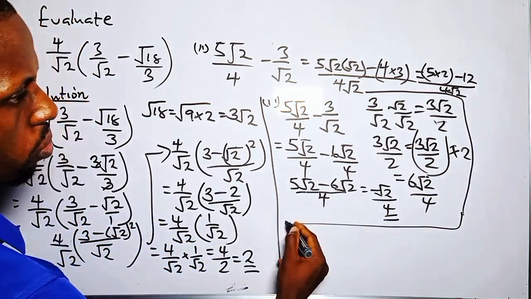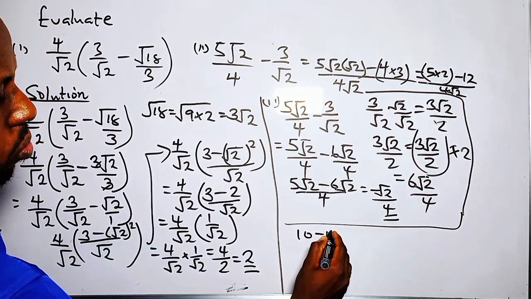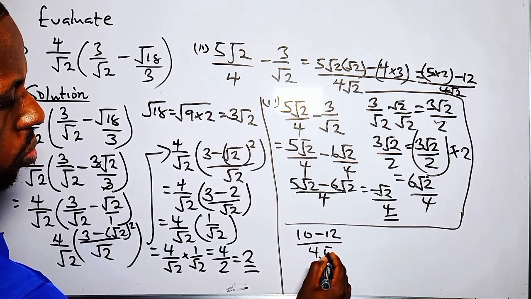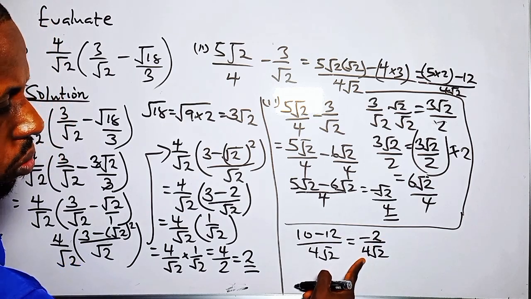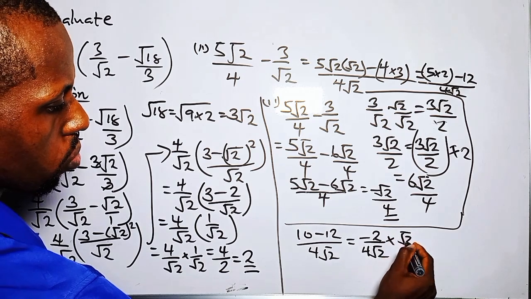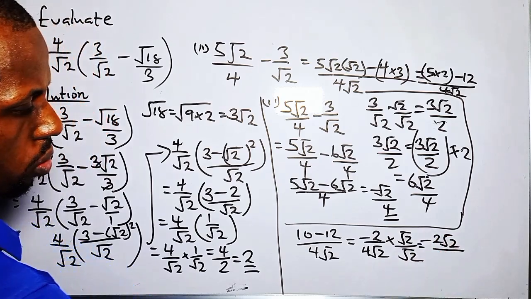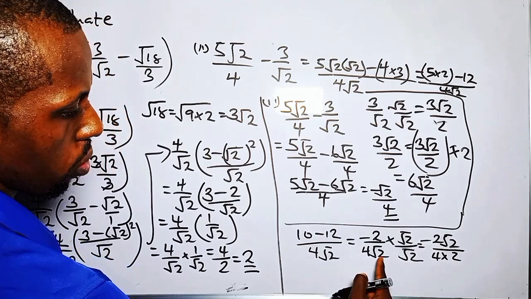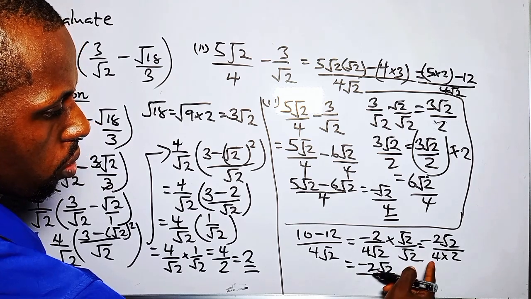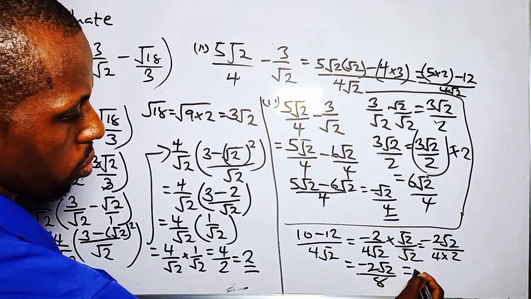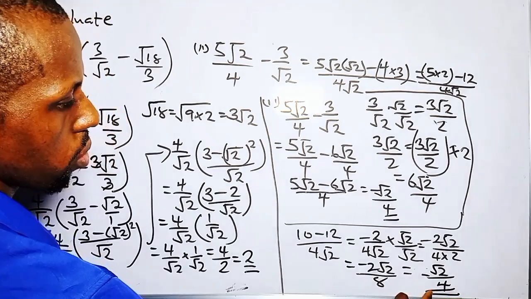So let's bring it back to here. For 5 times 2 is 10, minus 12, over 4 root 2. So here we have 10 minus 12 to be minus 2 over 4 root 2. Let's rationalize to eliminate this, times root 2 over root 2. So here we have minus 2 root 2 over 4 times 2, since we are multiplying the same roots, which is 8. We can simplify, so we have minus root 2 over 4.